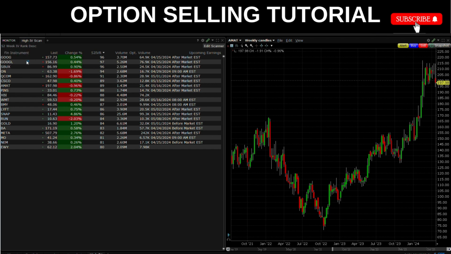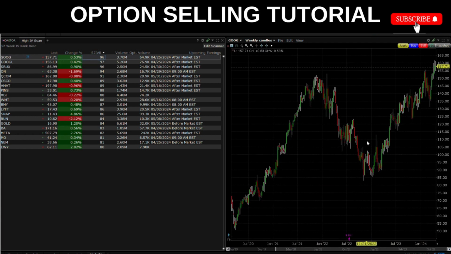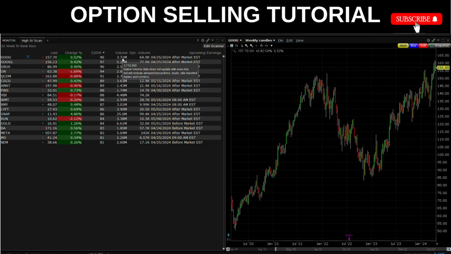So you see here, okay, Google. If you click here, you see the prices are very high. 96 is the implied volatility rank. You see the volume here, and what is the driver here? The driver here is the 25th of April. Today is the 18th of April. The earnings are coming, so the implied volatility is very high. So this is an earnings-driven high implied volatility. You can see that.